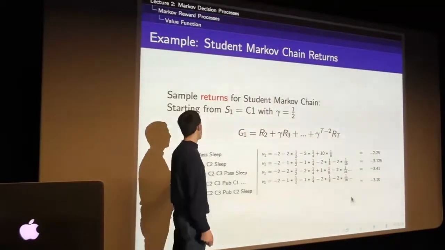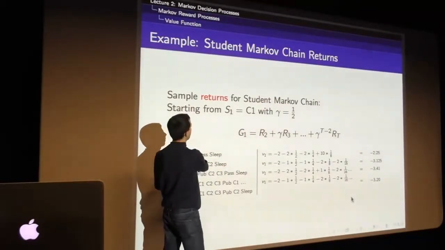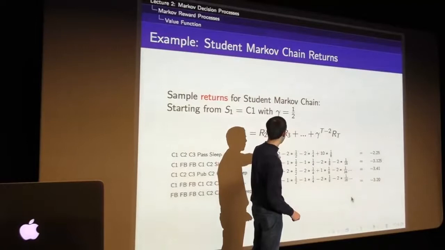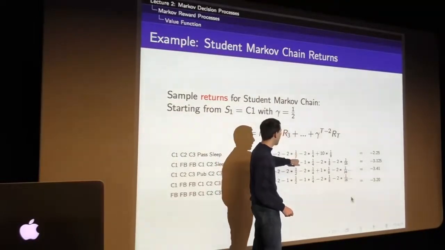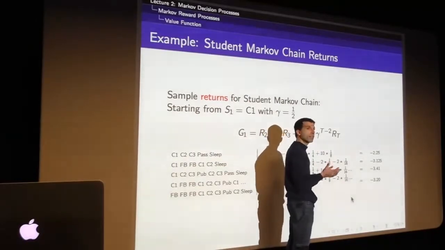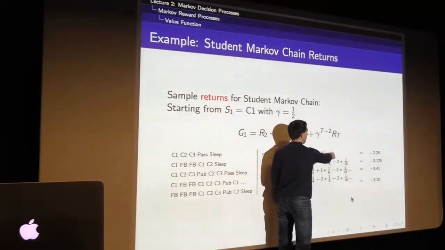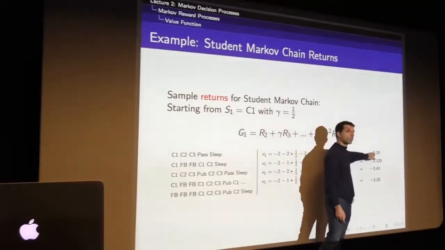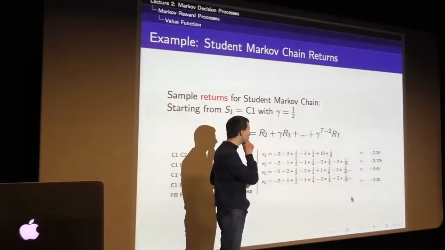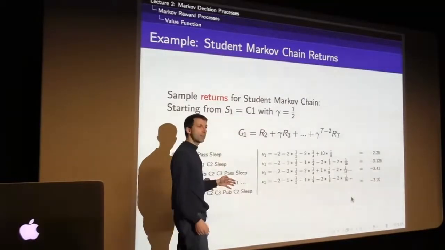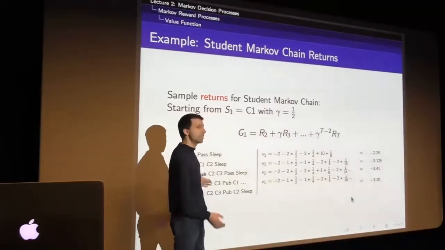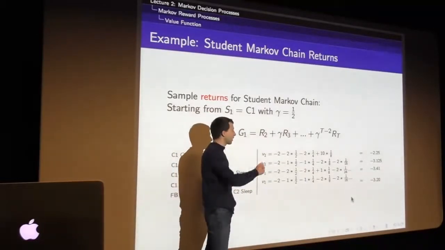Now if we look at the value of these, these are basically the returns here. You get -2 at the first step, -2 discounted by a half, -2 discounted by a quarter, and then at the end you get this +10 reward for finishing all 3 classes, and that's discounted by an eighth. If you sum those all together, you get -2.25. So that's one sample of the return. This should say G1. And now we've got 4 different samples here, the first 4 different sample sequences through this Markov reward process.